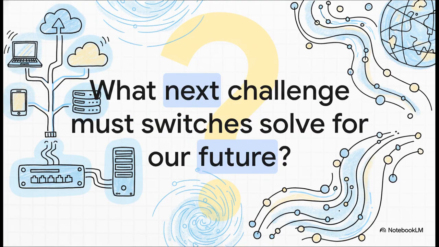So there you have it. The switch is the device that solved the problem of local network chaos. It evolved from just a simple connector into a highly intelligent traffic director. It completely mastered the LAN. And that leaves us with one final big question. As our world gets even more connected, more complex, what is the next great challenge that this fundamental piece of technology will have to evolve to solve?